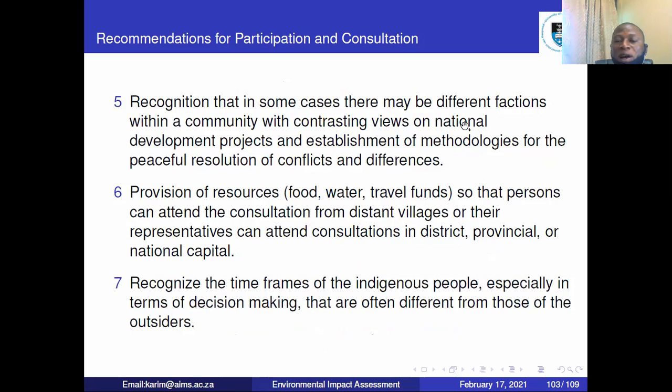So you have to recognize that in some cases there may be different factions. You have to identify that, oh, these people and these people, they don't meet and all that. Try to identify them so that you deal with that. And then provision of resources. Sometimes you need to provide resources, travel funds, and water so that people can participate, consult, and provide information.